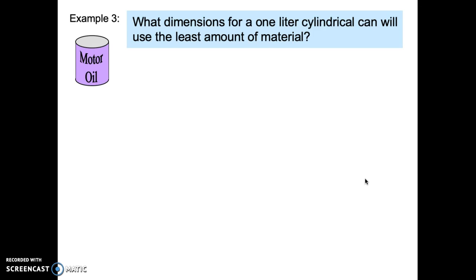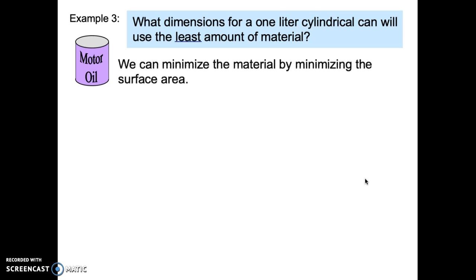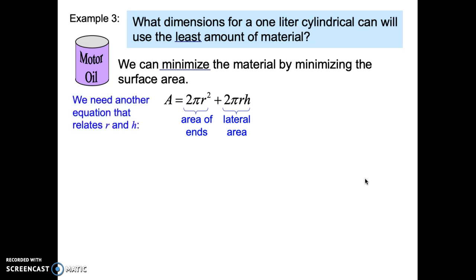Third example. What dimensions for a 1 liter cylindrical can will use the least amount of material? So we can minimize the material by minimizing the surface area. That part is the area of the ends, and that's the lateral area. So we need another equation that relates R and H, which is the volume equation. So 1 liter equals 1,000 centimeters cubed.